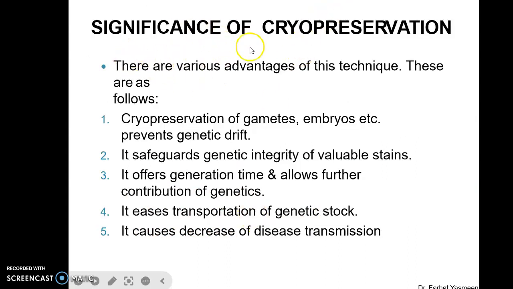Significance of cryopreservation. The examples which I have mentioned previously also indicate the significance of preservation. Some other significances are as follows: cryopreservation of gametes and embryos prevents genetic drift. It safeguards the genetic integrity of valuable strains. It also shortens generation times and allows further contributions of genetics, and it eases the transportation of genetic stocks, and it also decreases disease transmission.